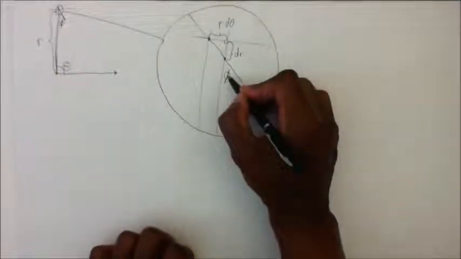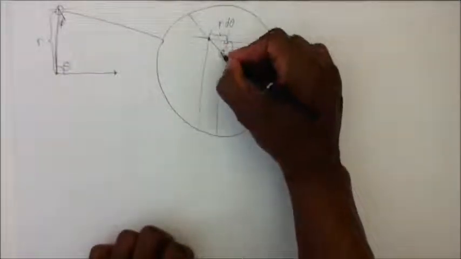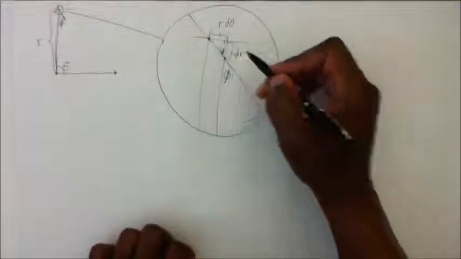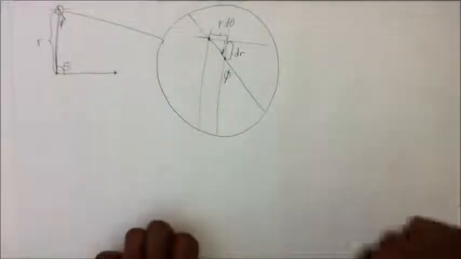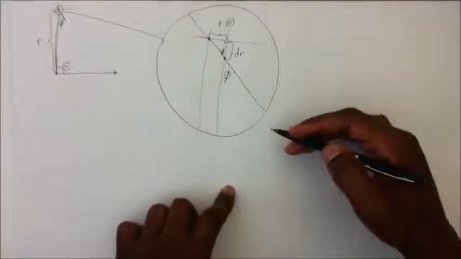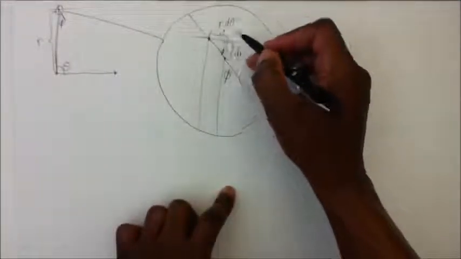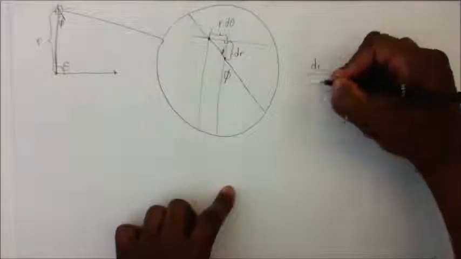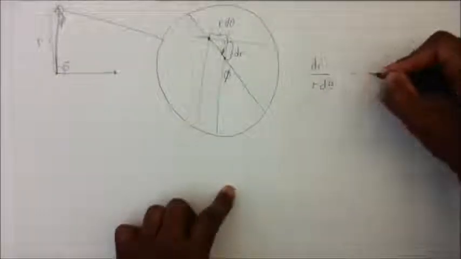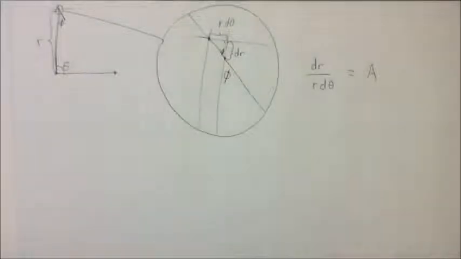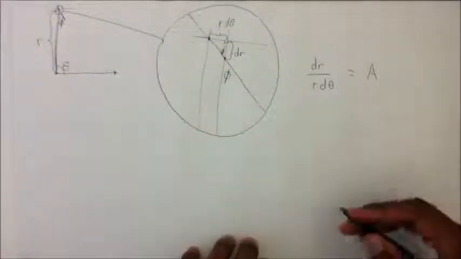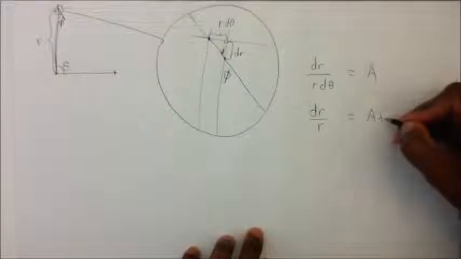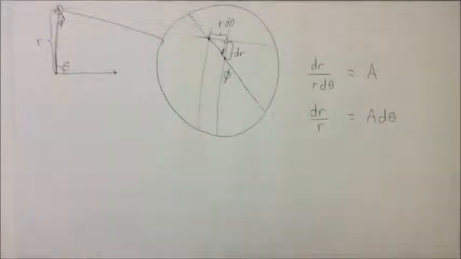Well, now, if phi is constant, the angle opposite phi is also equal to phi, so that stays constant. And if this angle stays constant, then the cotangent of this angle stays constant. So we can say the cotangent of phi, which is a constant, is going to be dr over r d theta, which is basically the adjacent over the opposite. So dr over r d theta is equal to a constant which we call a. So now I can multiply both sides by d theta. So dr over r is equal to a d theta. So now I can integrate that.